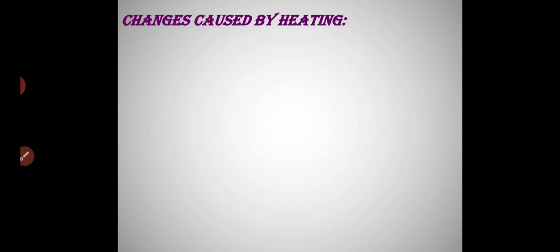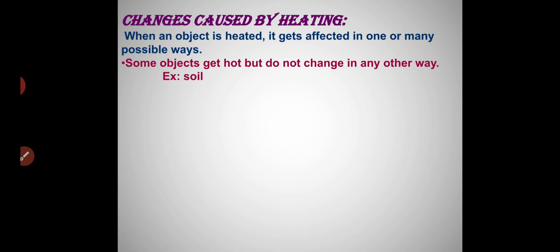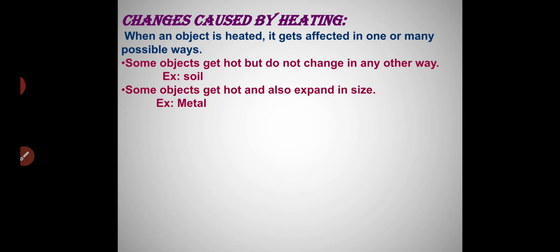Now, changes caused by heating. When an object is heated, it gets affected in one or many possible ways. How? Let us see. Some objects get hot but do not change in any way, like soil. However much you heat the soil, it may get hot, but will it change in any shape, size or anything? No, not at all. Soil remains as it is.